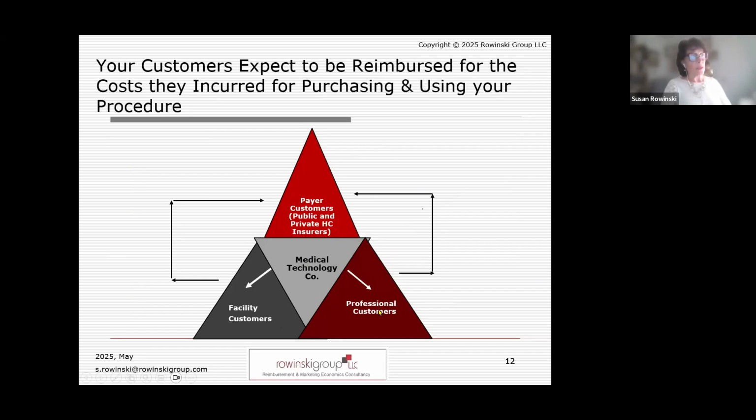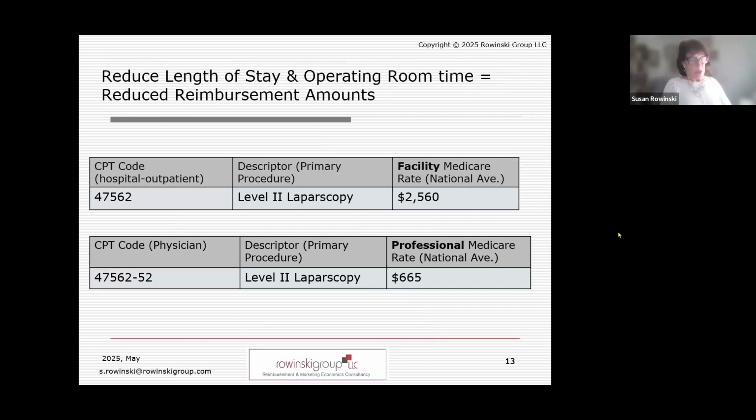So if we go look at this schematic here, this is you in the middle, and you have professional healthcare providers and your facility healthcare providers. And once again, they've purchased and used your product with the expectation of submitting claims back to the patient's payer. And those claims are the costs that they have incurred and expect to be reimbursed for purchasing and using your procedure.